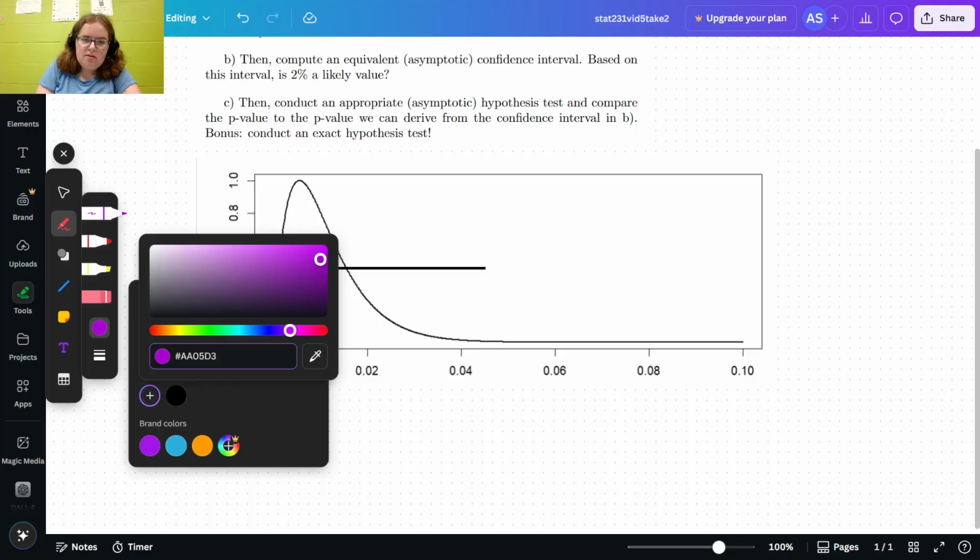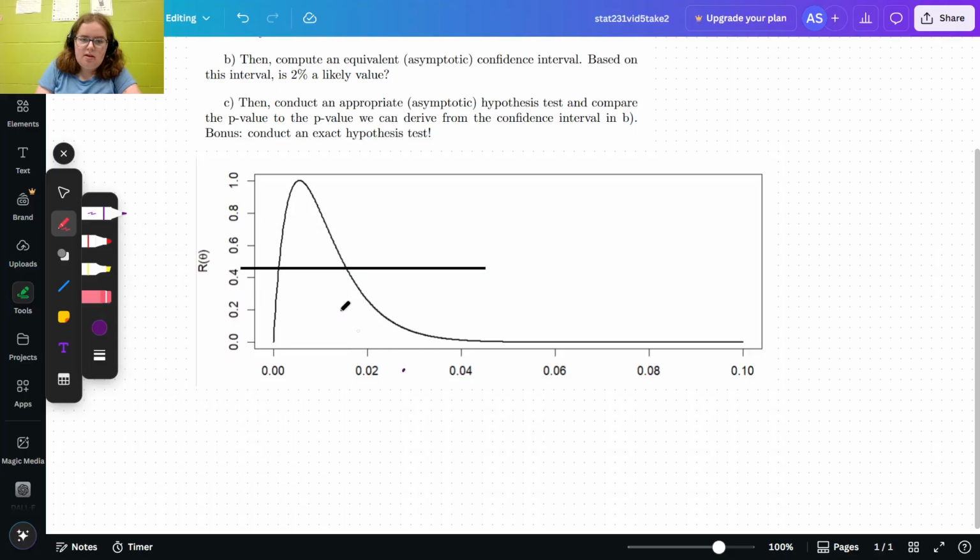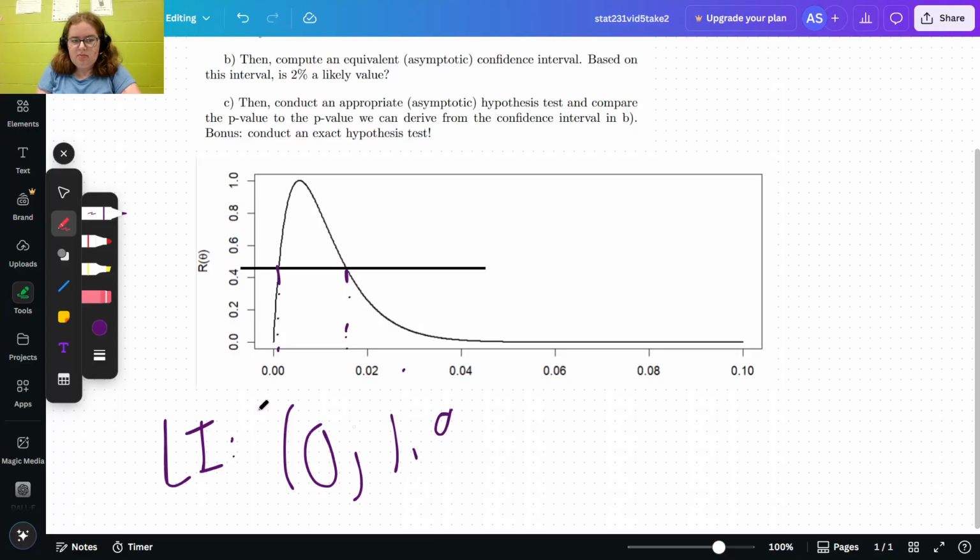Let's get my purple color. Okay, so this looks to be about 0 over here. And then this part here, it's certainly less than 2%, but I'm not quite sure. So we'll just say the interval is from 0 to about, say, 0.019. So this is our observed likelihood interval.